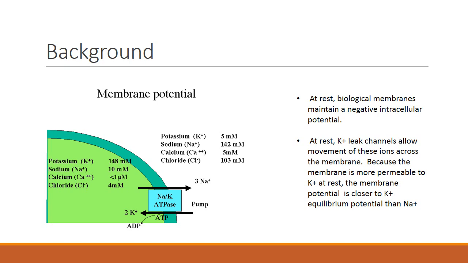This ATPase pumps 3 sodium ions out of the cell and 2 potassium ions into the cell. When the membrane is at rest, it is generally more permeable to potassium, and this is due to the presence of potassium leak channels. Thus, because of this, the membrane potential is closer to the potassium equilibrium potential than it is to the sodium equilibrium potential.